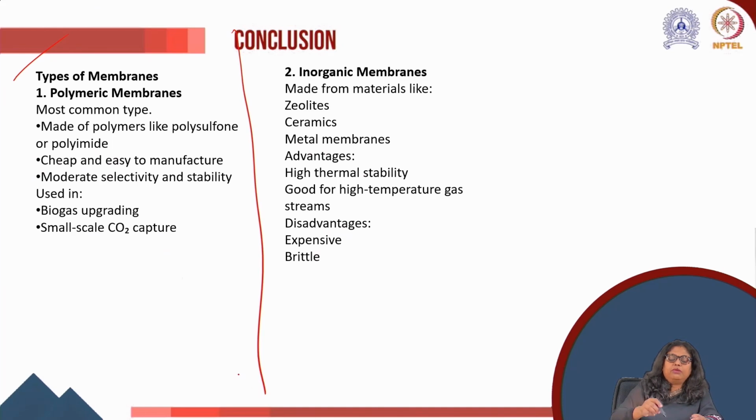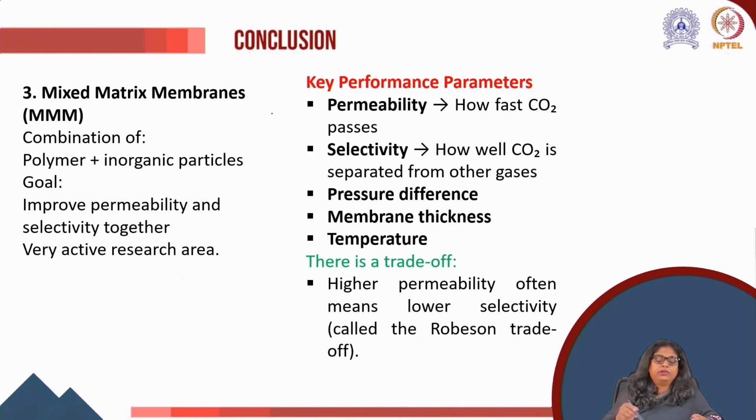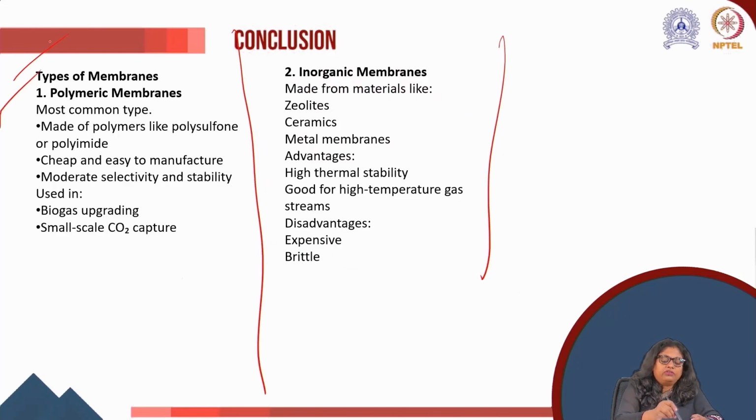There are different types of membrane: the polymeric membrane, the inorganic membrane, and the mixed matrix membrane. First, the polymeric membrane is the most common type, made of polymers like polysulfone or polyamide. It is cheap, easy to manufacture, with moderate selectivity and stability, and it is used in small scale CO2 capture and also in biogas upgrading.